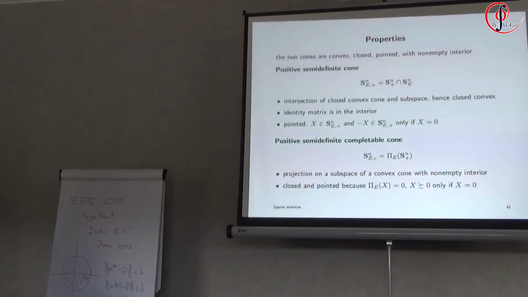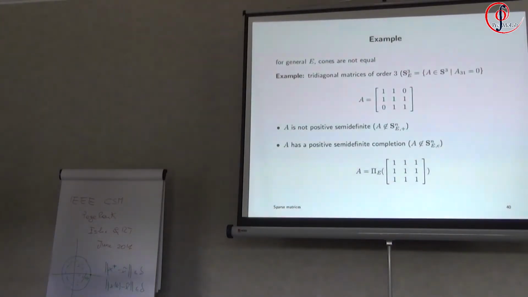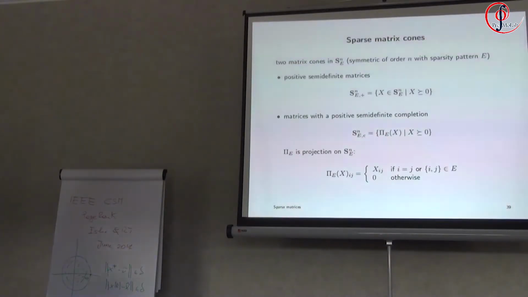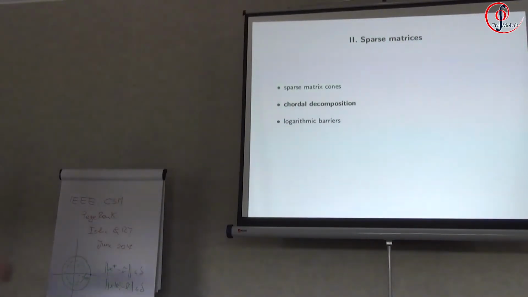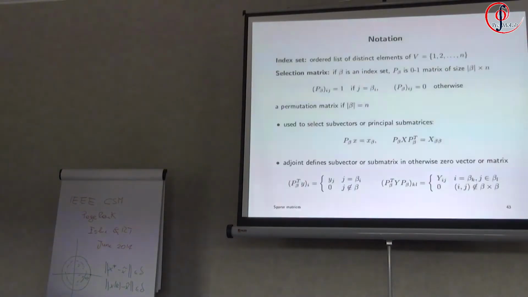So this is all true for a sparsity pattern, it doesn't have to be chordal. But now we'll look at these two cones, the positive semi-definite and the positive semi-definite completable cone, in the case where E is a chordal pattern. And we use some of the graph theory of the first part.